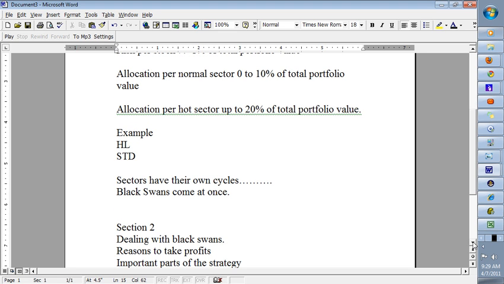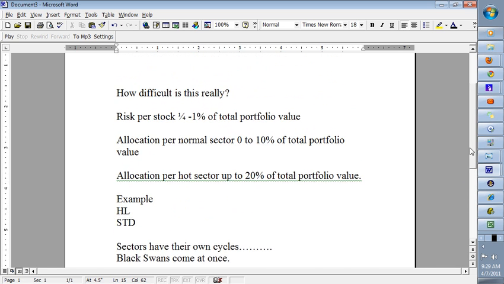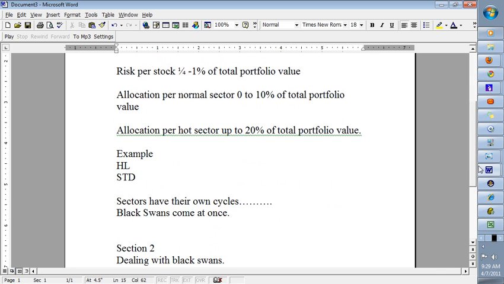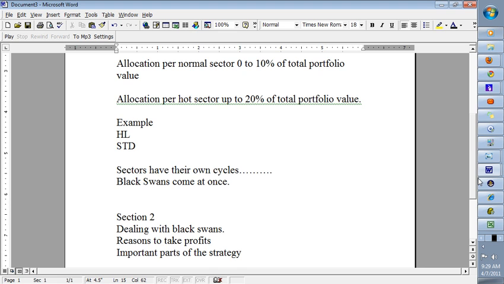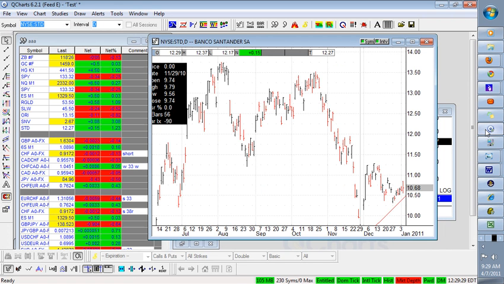We've really done it all in this quick thing on portfolio management, made very, very easy. And let's face it, you can use this particular strategy with whatever you like. You can use this strategy with Forex. Let me show you how it works with Forex.